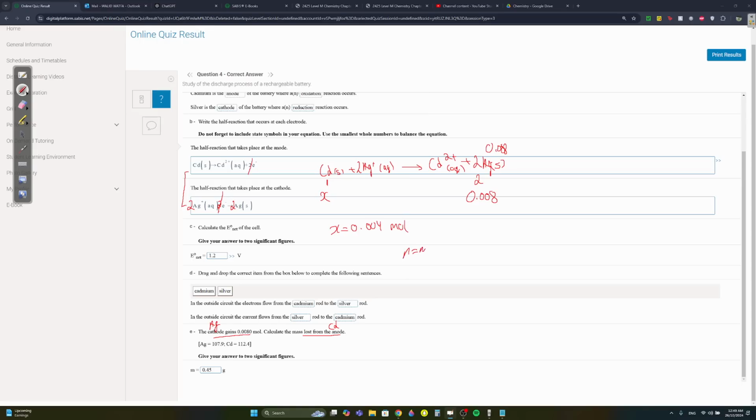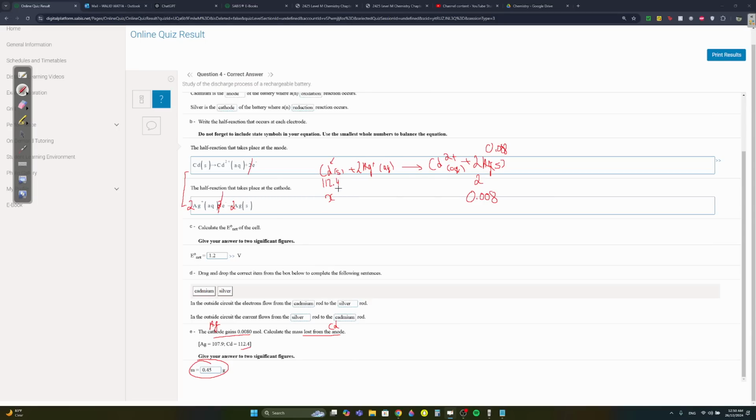n is equal to mass divided by molar mass. So 0.004 is equal to the mass we don't know over the molar mass of cadmium, which is 112.4. You cross multiply, you get 0.45. Or instead of using moles, we can use masses. How much is the mass here? It's just cadmium, which is 112.4.